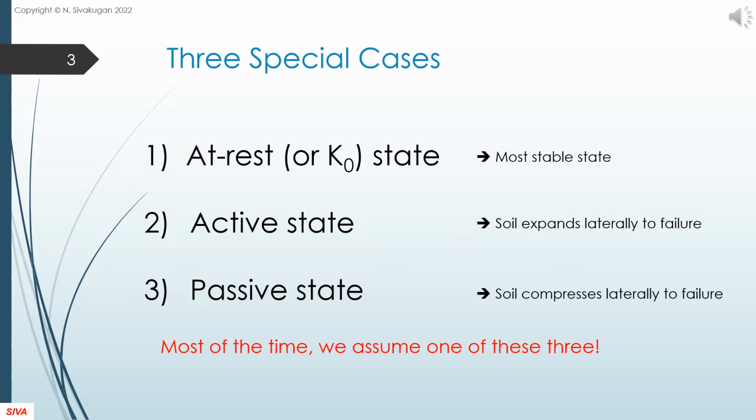Let's discuss three special cases: at rest, active, and passive states in the soil. Most of the time in designs, we assume one of these three states for computing the lateral earth pressures. The three states are in fact defined by how the soil deforms laterally. At rest state implies the soil does not undergo any lateral strain. It is a very stable state.